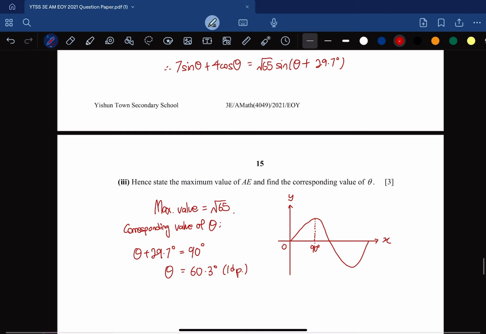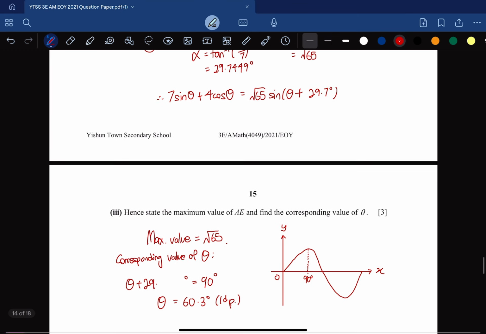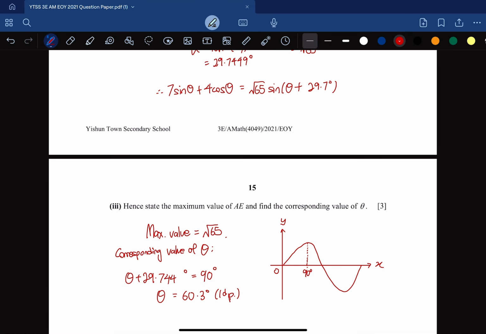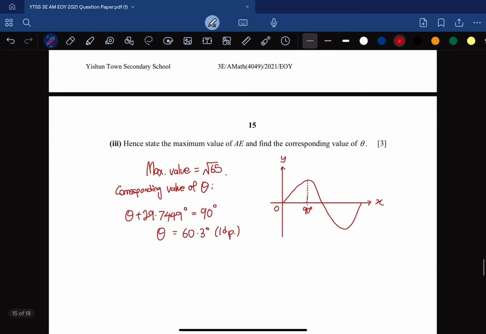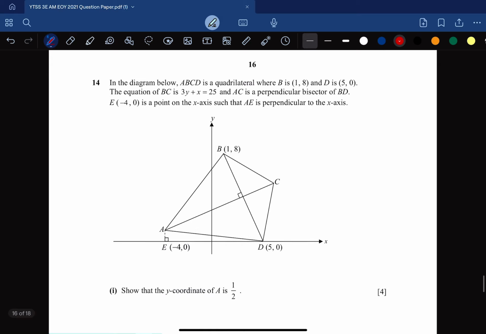To be more accurate, I should use the longer version, which is 29.7449, to get a more accurate answer. And this is the solution to part 3. And the last part, let's look at question 14 now.